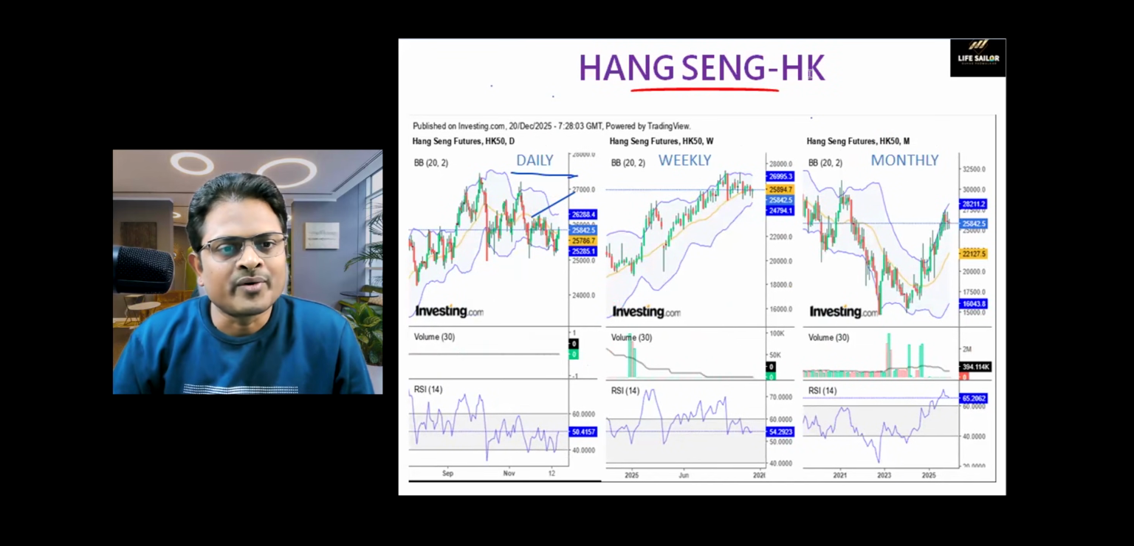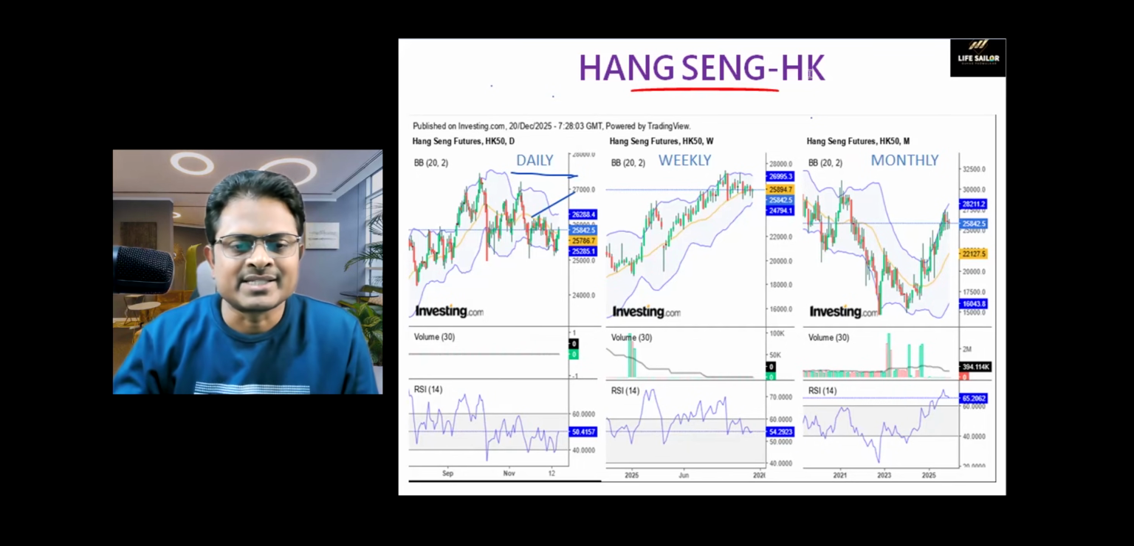Hang Seng Hong Kong, here only the monthly chart is above RSI 60, and the weekly and daily chart RSI is less than 60. So clearly a sideways market. Only the long term trend is bullish, but the midterm and short term trend is bearish to sideways.